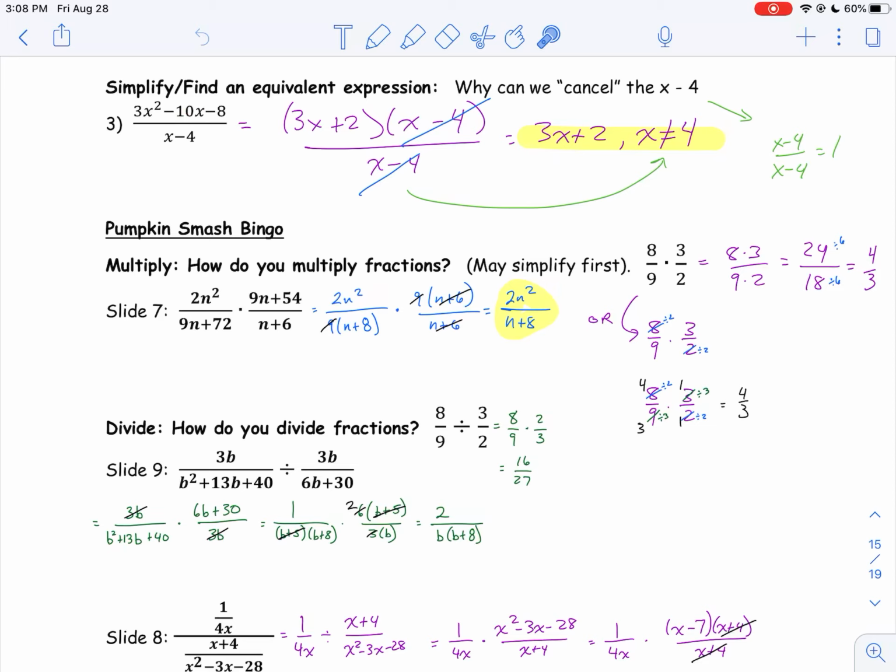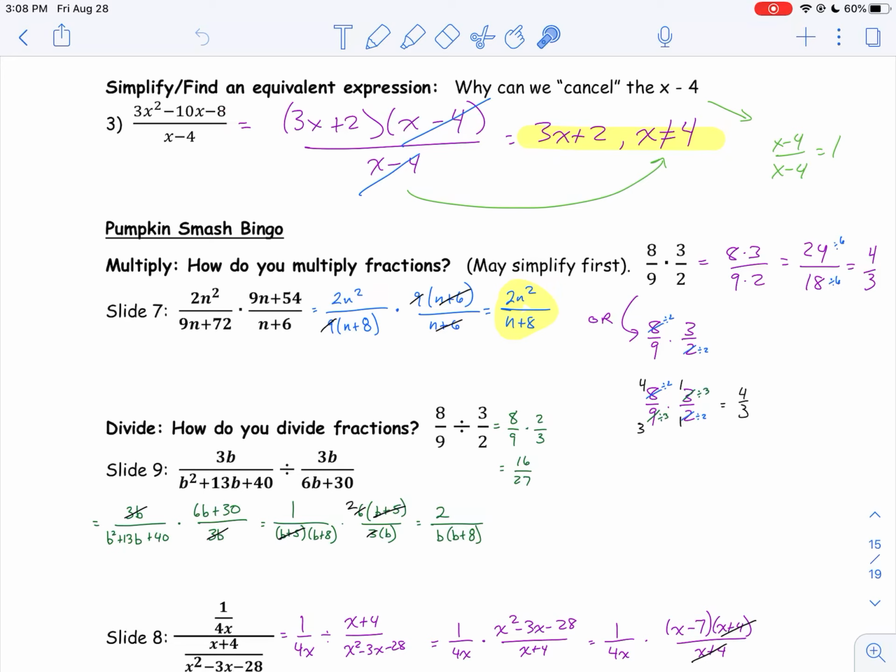So I've got 3x squared here. I've got the 10x like I talked about. And then we've got negative 8. You also notice then these are the same. We can divide these out because x minus 4 divided by x minus 4 is just 1. And 1 times anything is what I started with. So to simplify, this expression is equal to 3x plus 2 as long as x is not equal to 4. If x is equal to 4, this is undefined.